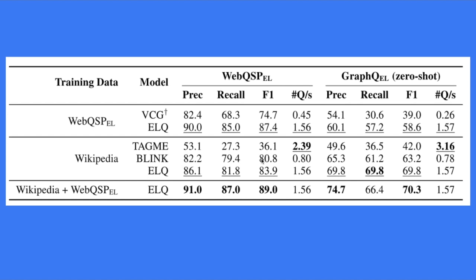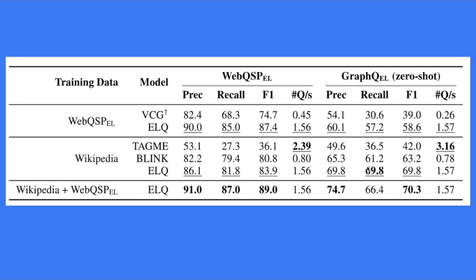And if you train on the Wikipedia data, because Blink is actually just trained on the Wikipedia data, it's only comparable in this case. Blink has actually 80% F1 score. Actually, it's quite good. But the proposed model ELQ has 3% F1 score higher than Blink.